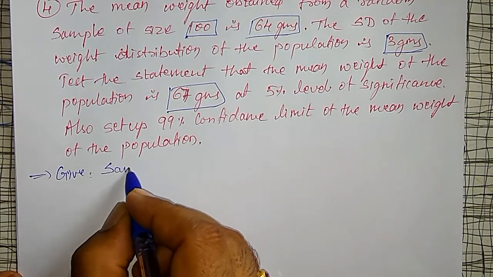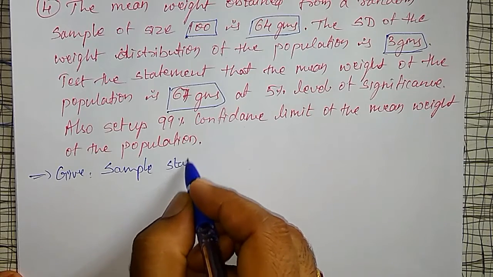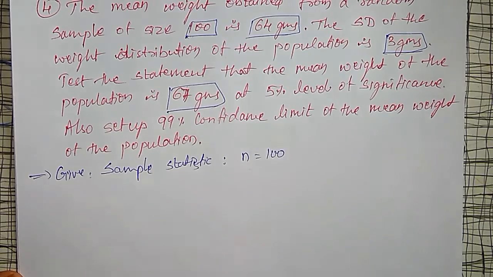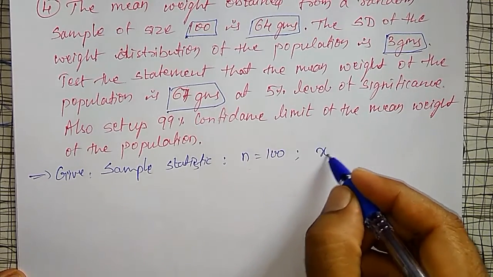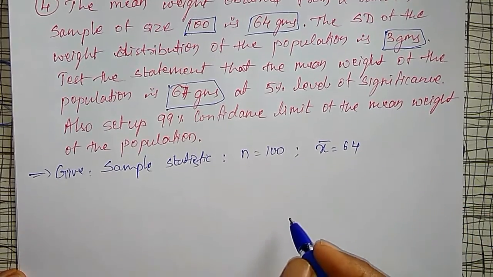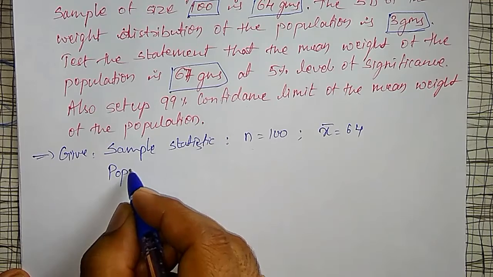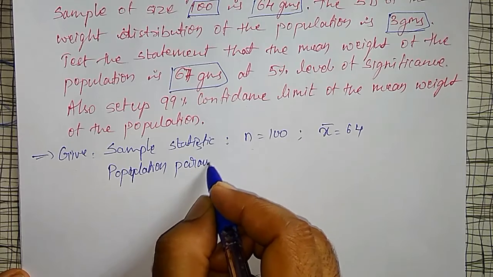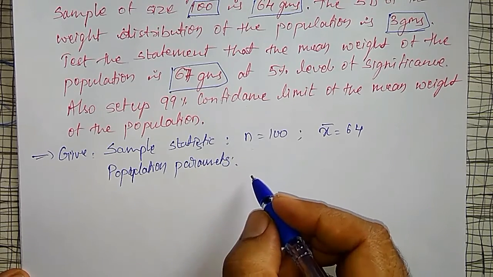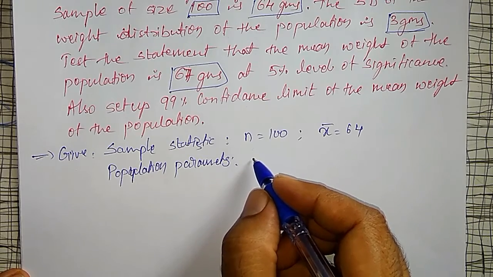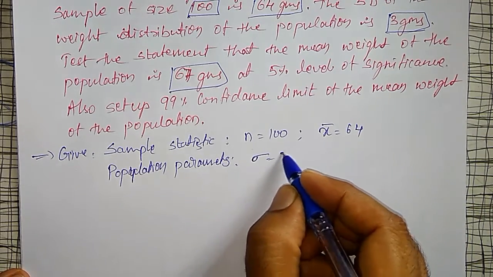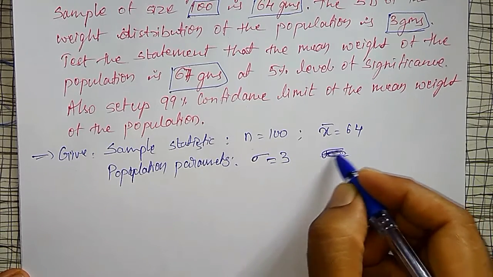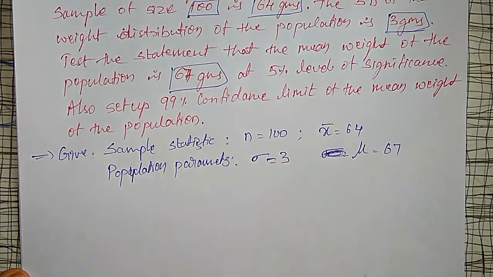For sample statistics, n is equal to 100, small n, and then x bar equal to 64, they are given, and population parameters, what are they given? Standard deviation sigma equal to 3 they are given, and mean mu is equal to 67.